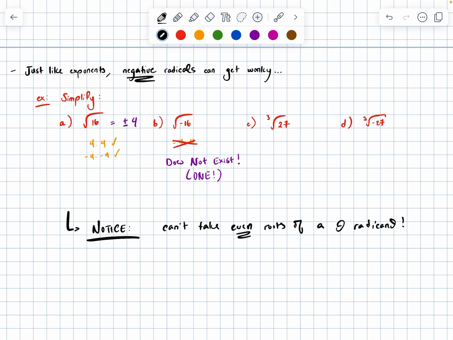But for a cubed root of 27, well, positive 27, that's 3 times 3 times 3. So the cubed root of positive 27 is 3. But the cubed root of negative 27, well, if I take a negative 3 times a negative 3 times a negative 3, negative 3 times negative 3 gives me positive 9. Positive 9 times negative 3 gives me negative 27. So it turns out that I can find the cube root or the fifth root, the seventh root, the ninth root, any odd root of a negative radicand is okay.